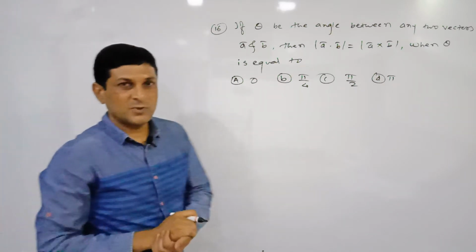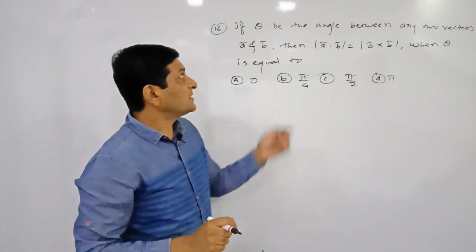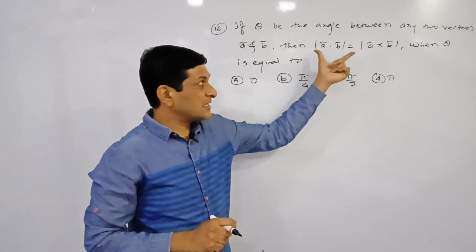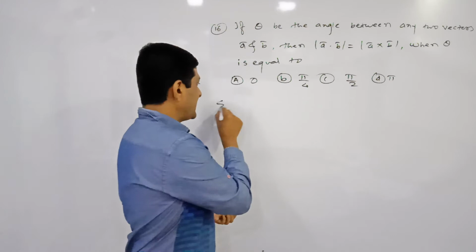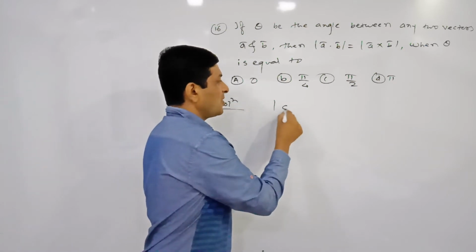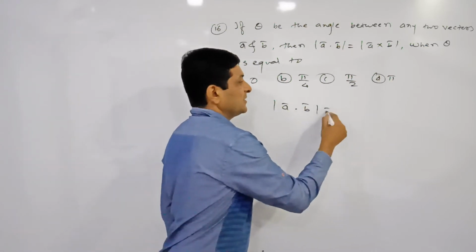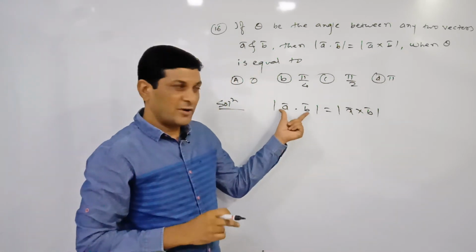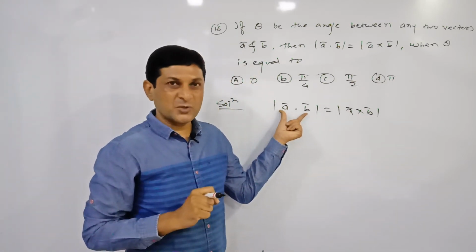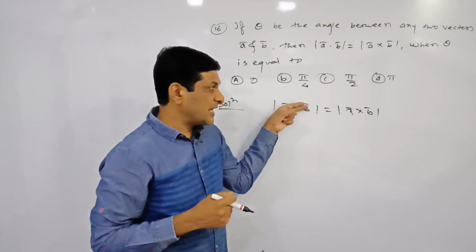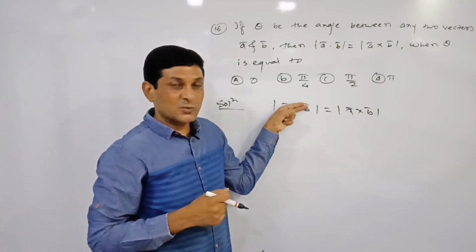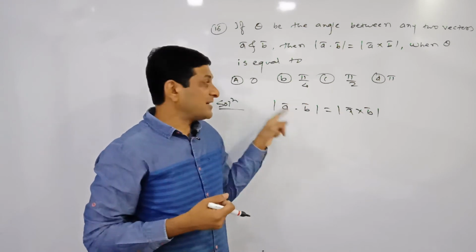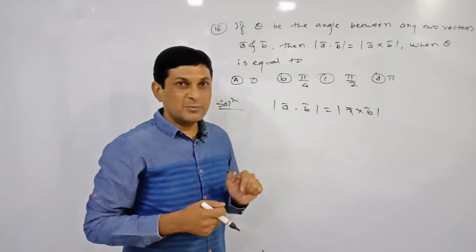Now let us try to solve the 16th example. In the 16th example, theta is the angle between two vectors a bar and b bar. These vectors satisfy this condition that mod of a bar dot b bar is equal to magnitude of a bar cross b bar. Again remember that the dot product of two vectors is a scalar quantity, means here we are getting a number. So we cannot say that a number has a magnitude. That's why on this side this notation can be read as mod.